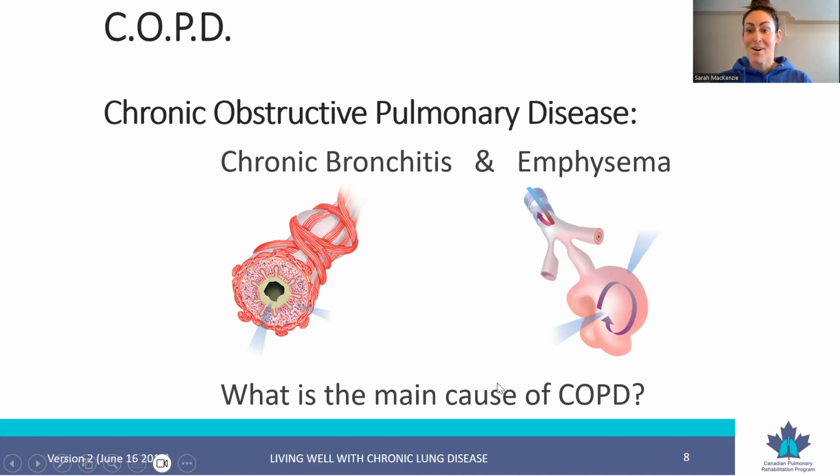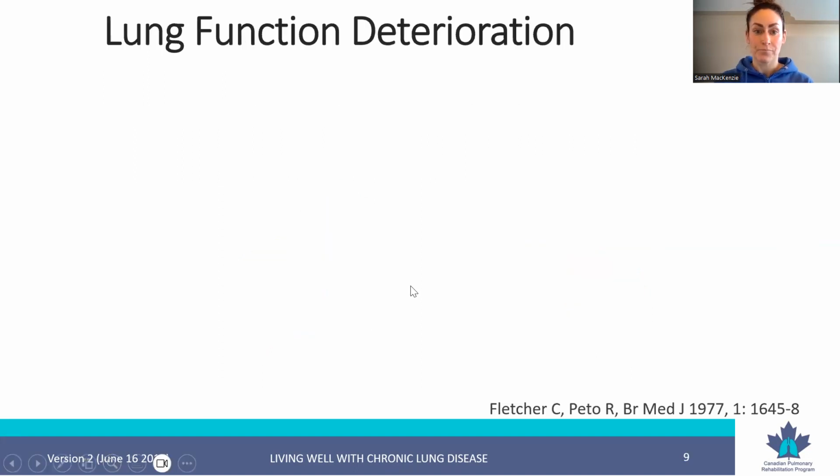The main cause of COPD, if you guessed smoking, you are correct. Smoking is the main cause of COPD, but is not the only cause of COPD. Basically, breathing in any type of irritant, chemical, dust over time can cause that same damage in the small airways as smoking, which can develop into a chronic condition or COPD. Okay?